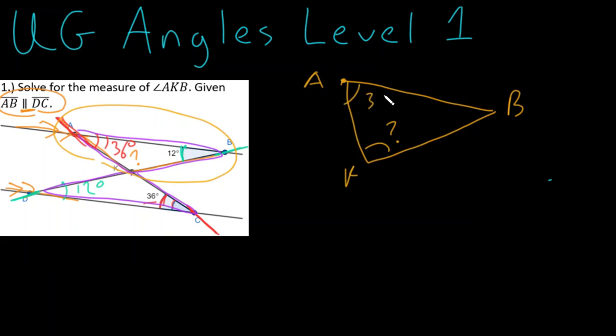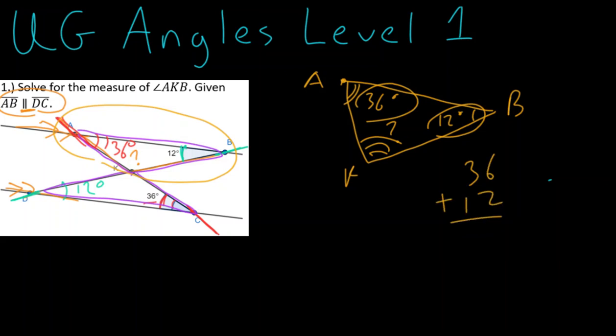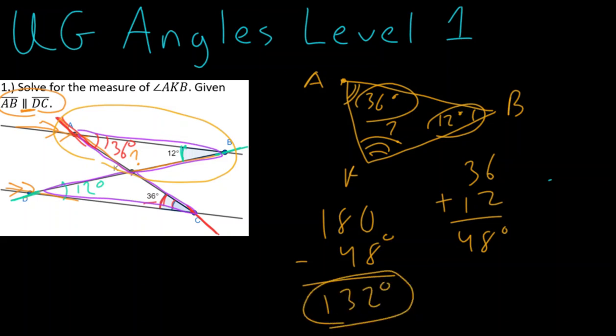And of course, we see 36 degrees, and we see 12 degrees, and let's give this one 3 angle markings to show that it's different. And the question is, when you have a triangle, how do you find the third missing angle? Well, we add those two up. 36 plus 12, which appears to be 48 degrees. And then, of course, we know that all 3 angles of a triangle add up to 180. So 180 minus 48 degrees, that should give us 132. You can check me on your calculator.